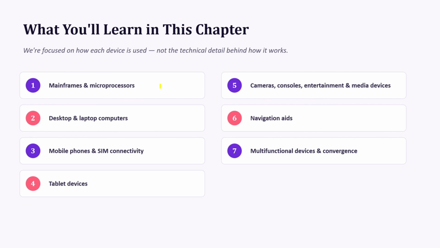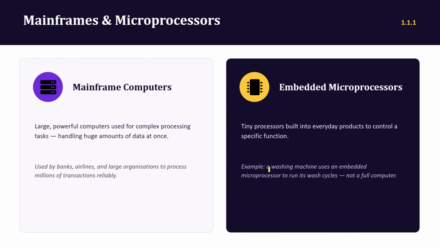Here is what we are covering in this chapter. Mainframe and microprocessors, desktop and laptop computers, mobile phones and SIM connectivity, tablet devices, other digital devices like cameras and game consoles, navigation aids, and finally two key terms, multifunctional and convergence. Let's take them one at a time.